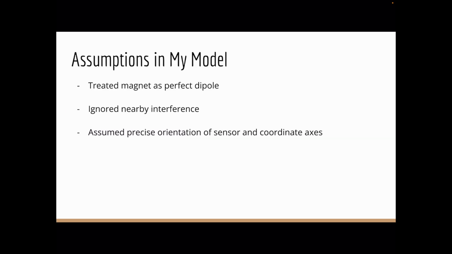In my model, I assumed the magnet was a perfect dipole and that the magnetic moment was constant. I also assumed no nearby magnetic interference and accurate alignment of the sensor. These assumptions helped simplify the model and kept it focused on the dipole interaction.